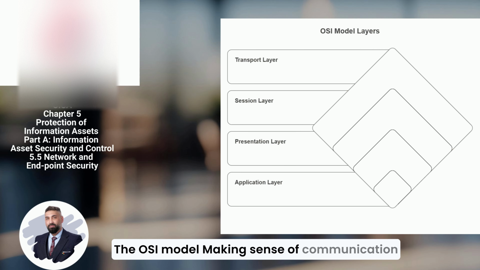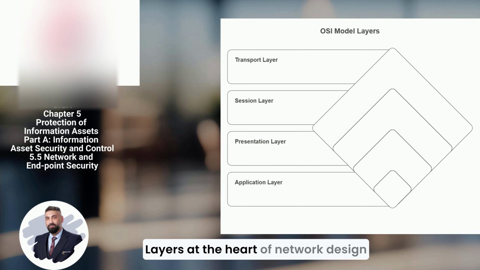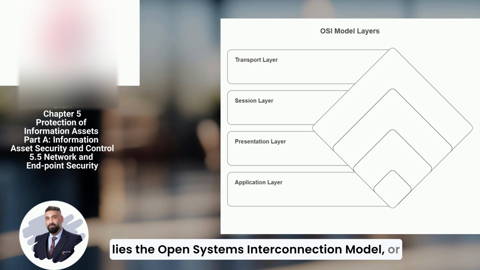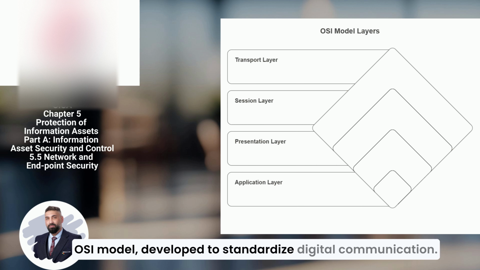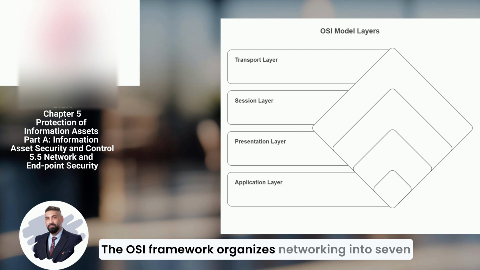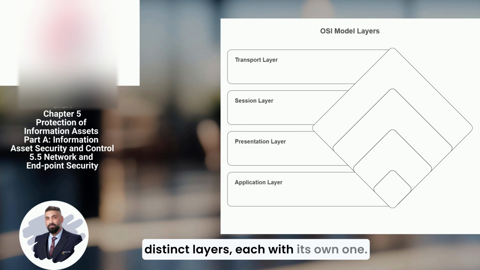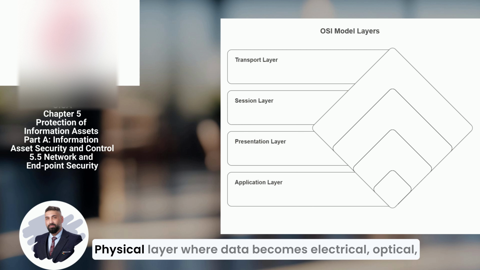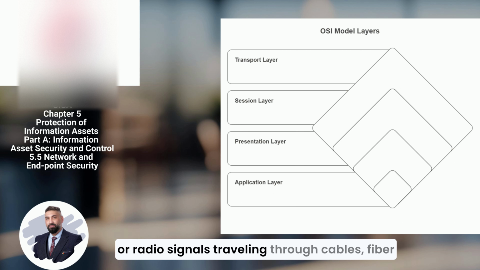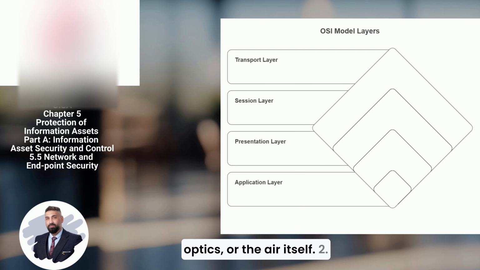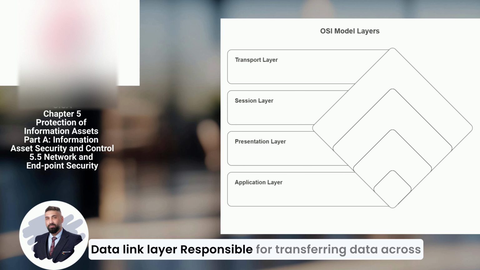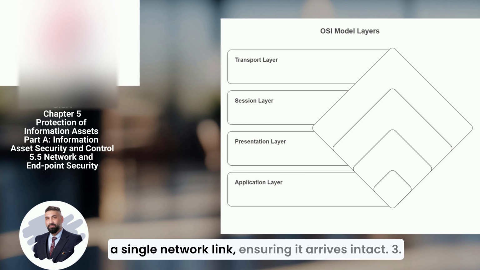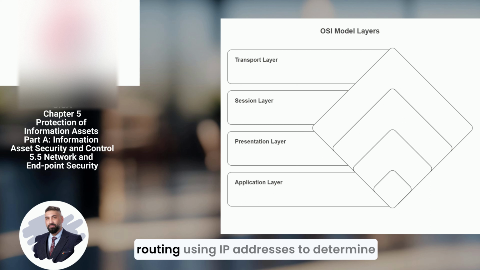The OSI model, making sense of communication layers. At the heart of network design lies the Open Systems Interconnection Model, or OSI model. Developed to standardize digital communication, the OSI framework organizes networking into 7 distinct layers, each with its own role. 1. Physical layer, where data becomes electrical, optical, or radio signals, traveling through cables, fiber optics, or the air itself. 2. Data link layer, responsible for transferring data across a single network link, ensuring it arrives intact. 3. Network layer, the decision maker for routing, using IP addresses to determine the shortest path to the destination.